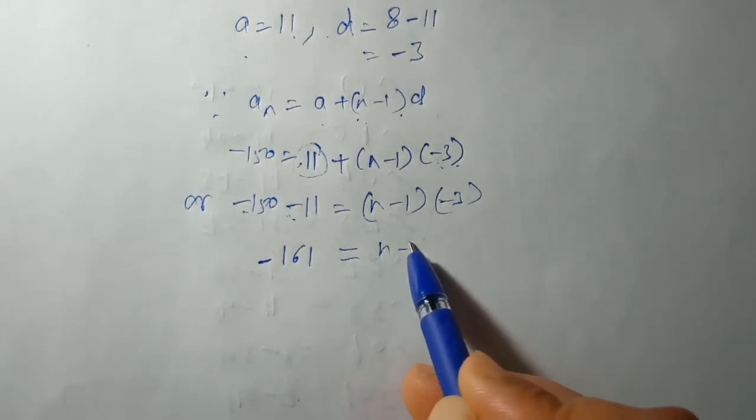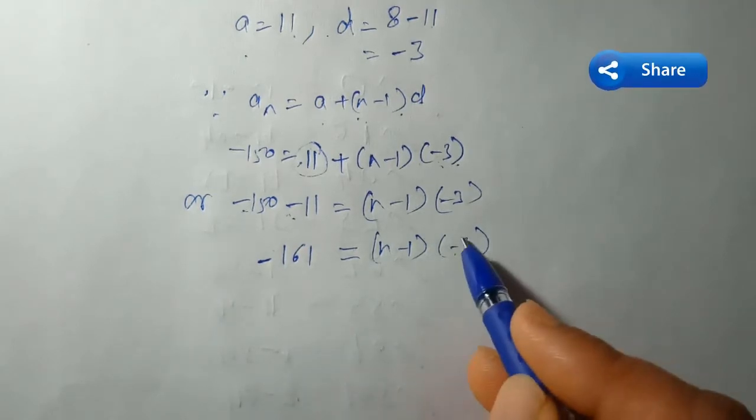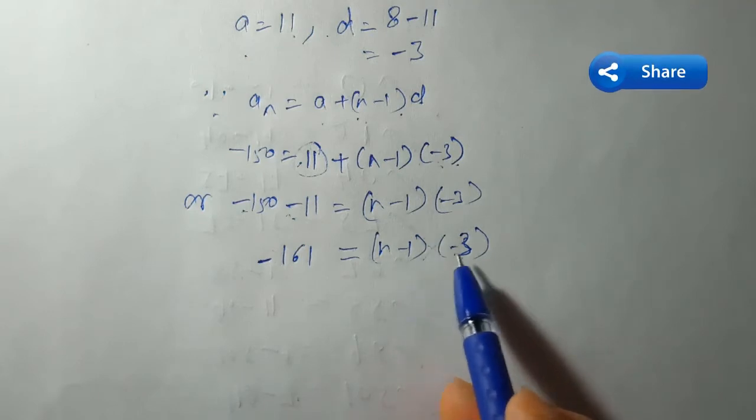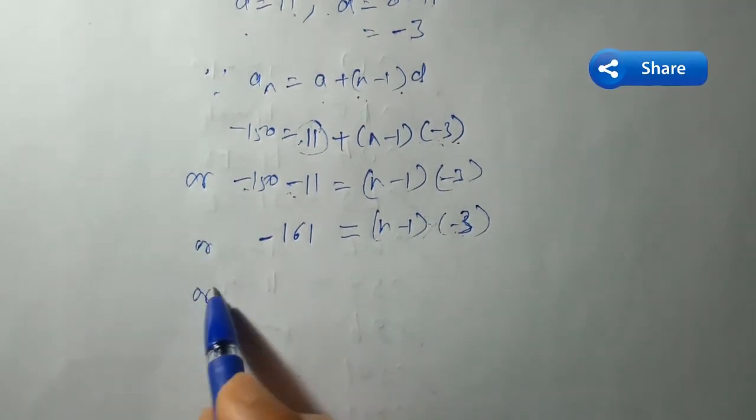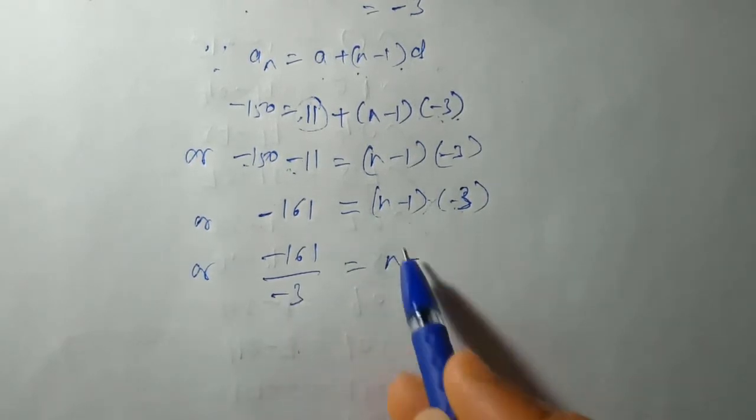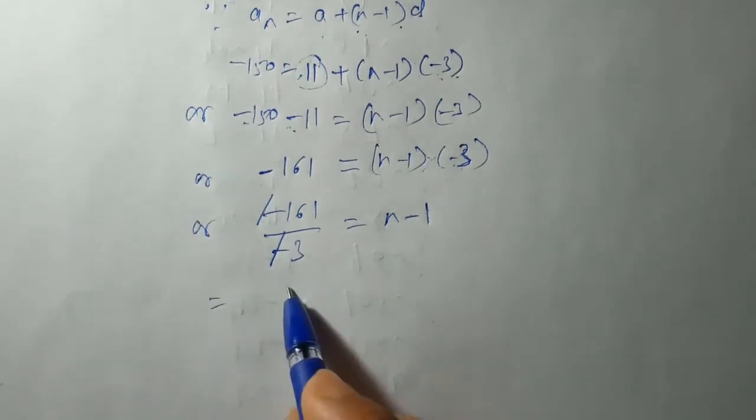Now we're going to transpose minus 3 to the other side. Why are we transposing minus 3 to the other side? Because it is in multiplication, so it will move to division. And here what is left? n minus 1. Negative and negative cancel.